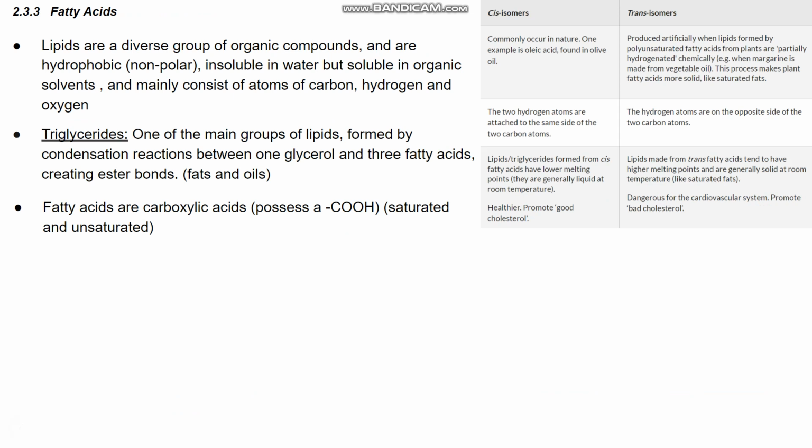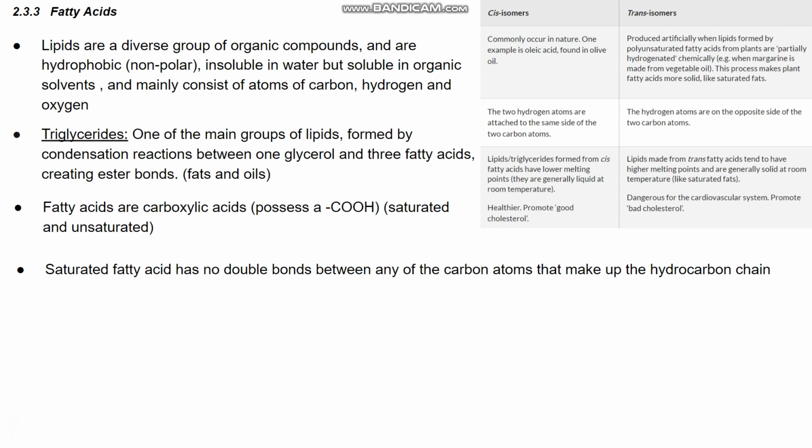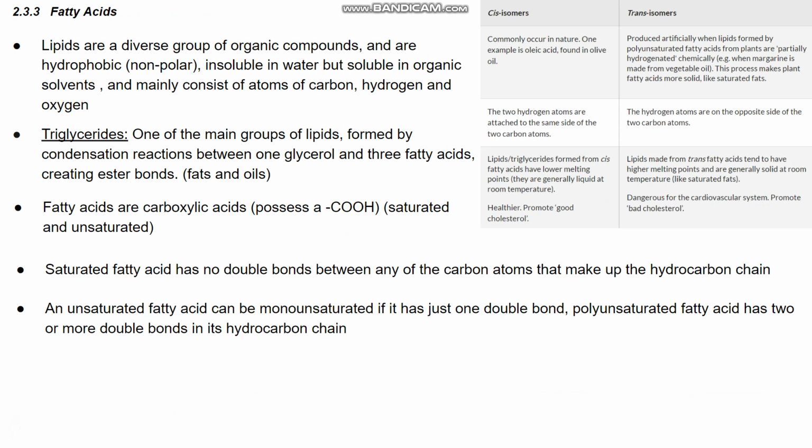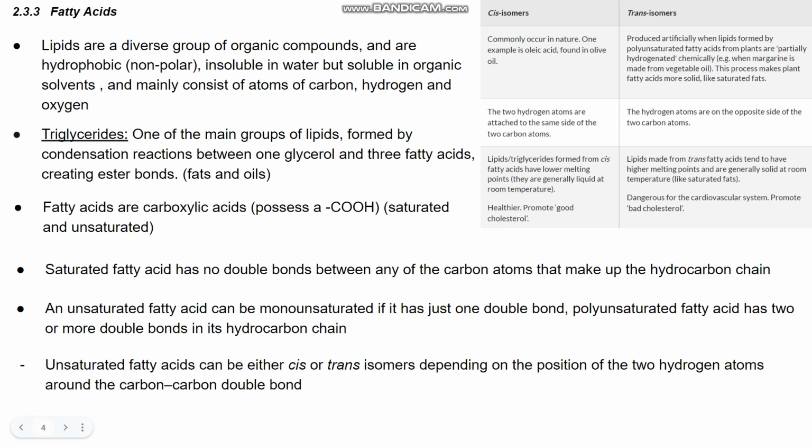Fatty acids are carboxylic acids, so they have COOH. They come in two forms, saturated and unsaturated. Saturated fatty acids have no double bonds between any of the carbon atoms, while unsaturated fatty acids can be monounsaturated, with one double bond, or polyunsaturated if they have two or more double bonds in the carbon chain. Unsaturated fatty acids can either be cis or trans isomers, depending on the position of the two hydrogen atoms around the carbon backbone.